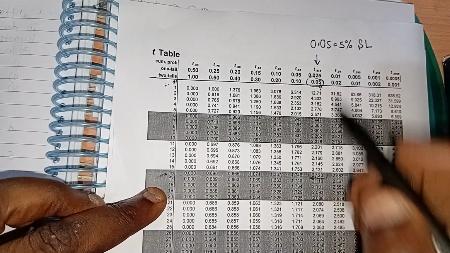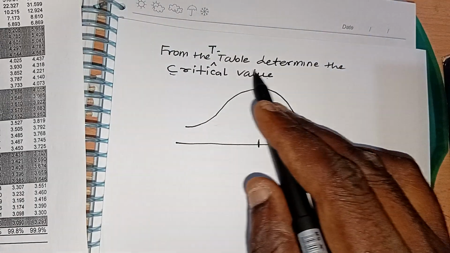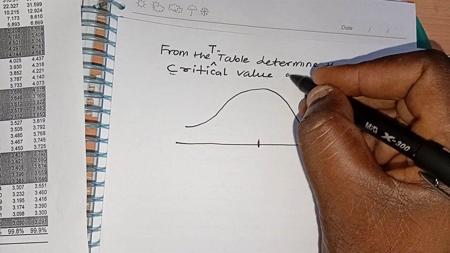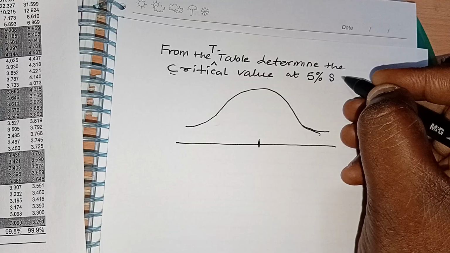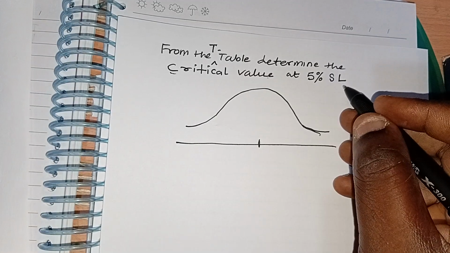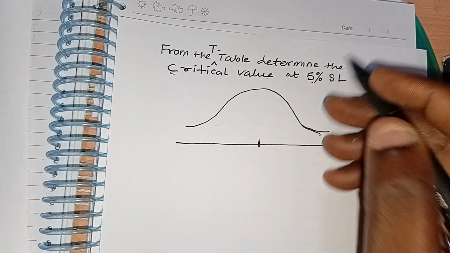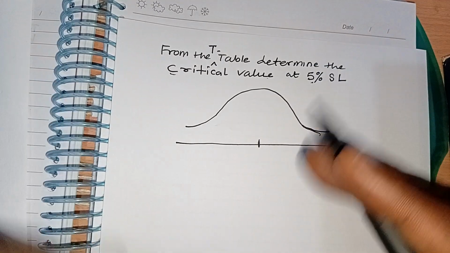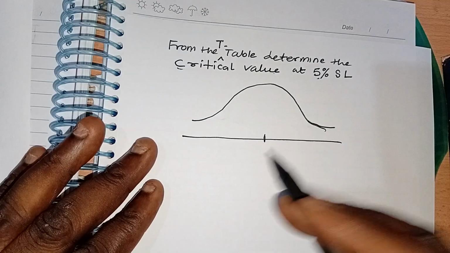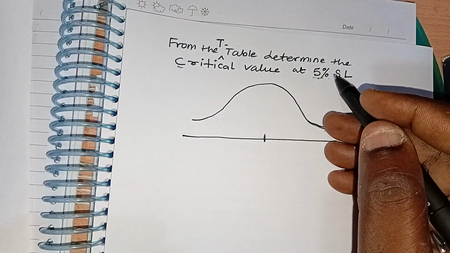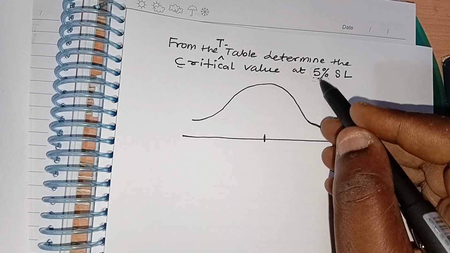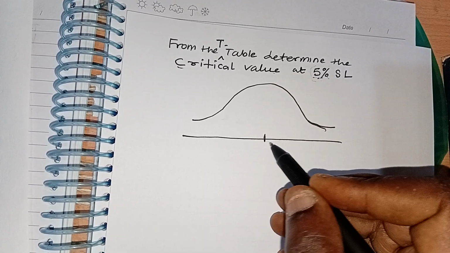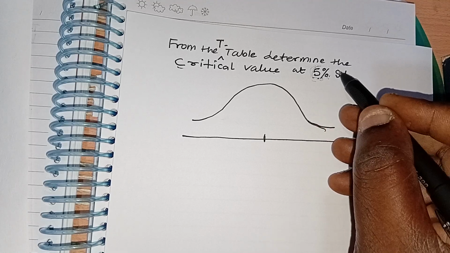Then at the 5% significance level, determine the critical value at 5% significance level. This is the standard. If the question did not give you one, being a management science student, you make use of 5% unless it is stated otherwise. Where it is not stated, it is advisable to always use 5%. So the degree of freedom is 16.